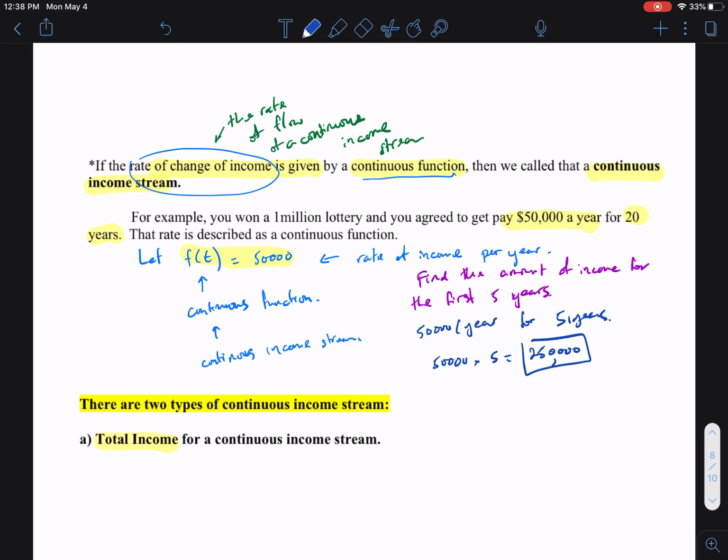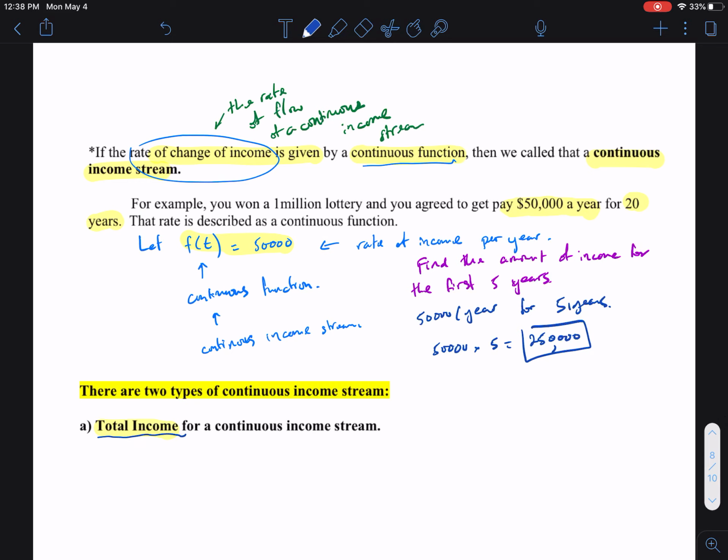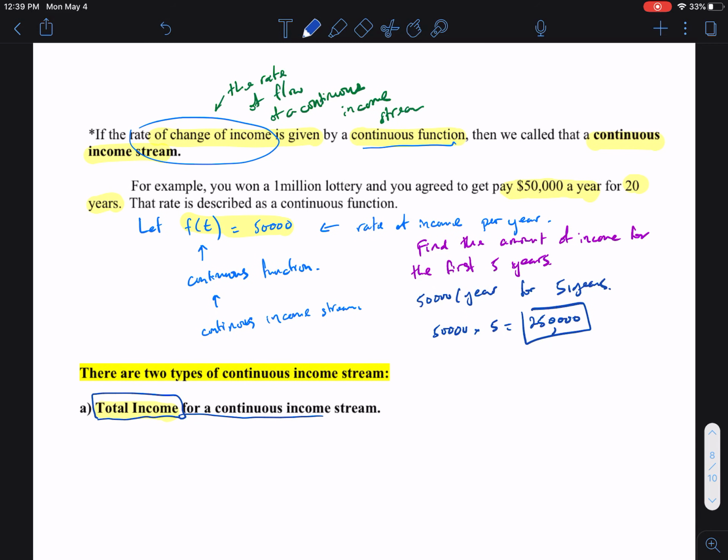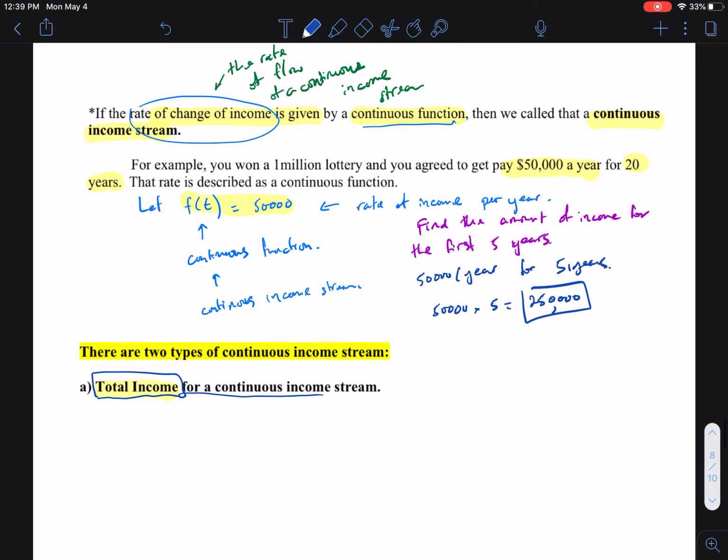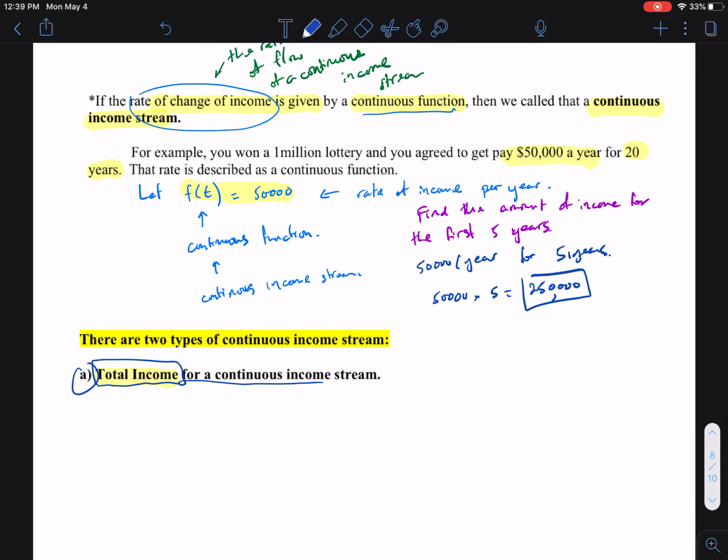We can look at this type of income stream here. This is to calculate the amount of income for a certain number of years. We can look at this as the total income earned from a continuous income stream, or from a rate of flow of a continuous income stream. By getting paid 50,000 a year, we can calculate the total accumulated for a certain number of years. So that's the first type of continuous income stream: total income.